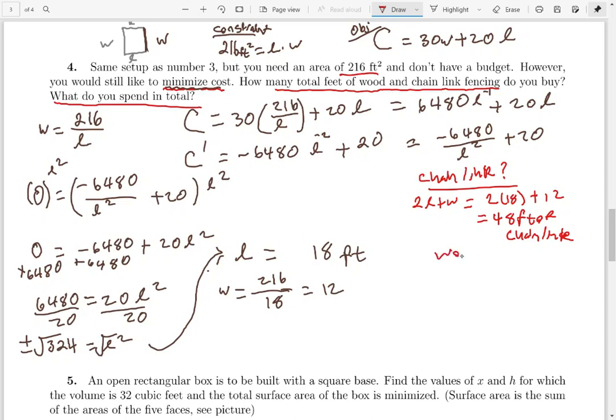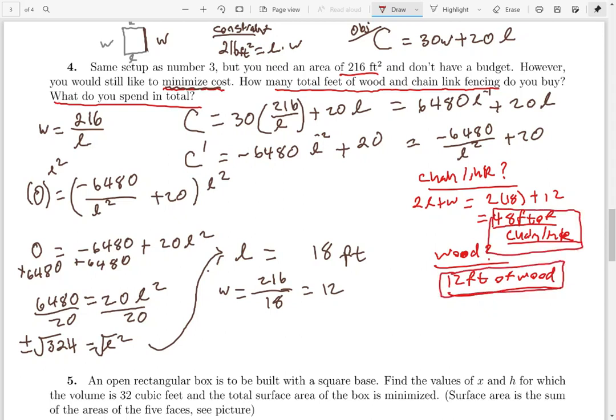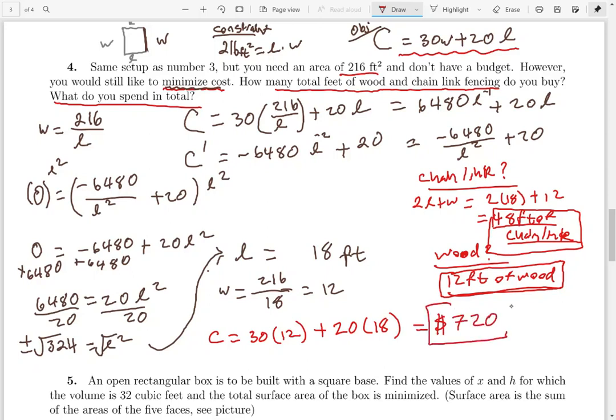and we also need to figure out the wood, but the wood's just one width length, and so that's just going to be 12 feet of wood. So two of my questions are now answered. And then the last question is, what's that total cost going to be? Well, recall that our total cost function was C equal to 30 times W, but now we know that W is 12, plus 20 times length, where length is 18, which means that we're going to spend a total of $720 on all that fencing.